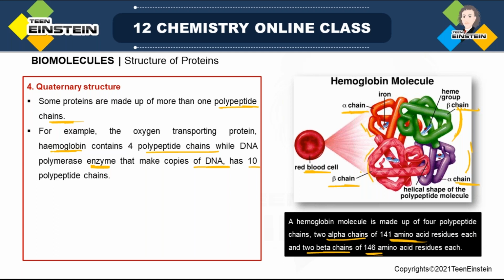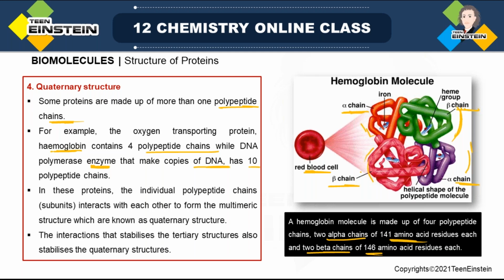So in this case, their relative arrangement with respect to each other is actually the quaternary structure. So in these proteins, the individual polypeptide chains, which you can also call subunits, interact with each other to form the multimeric structure, and that is actually the quaternary structure.